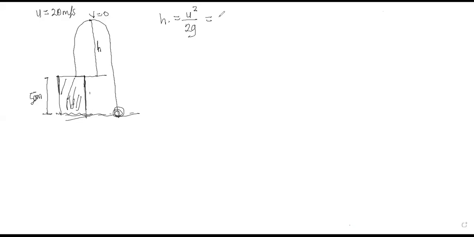And this is equal to 20 squared divided by 2 times 10. And our answer is 20 meters. So this is the maximum height reached by the stone.